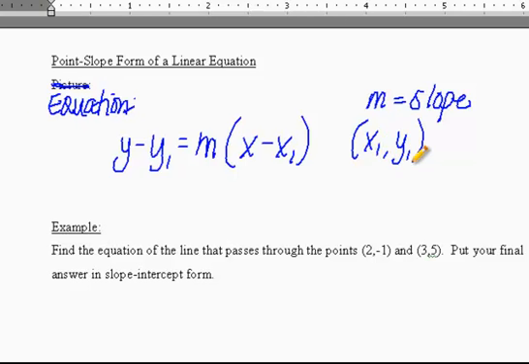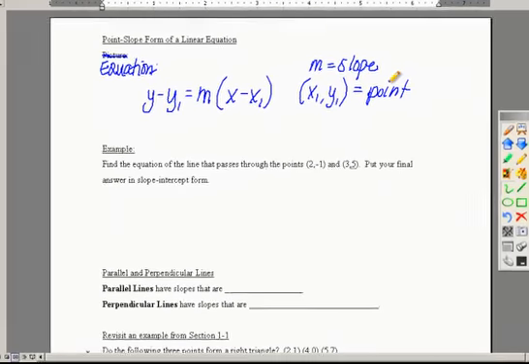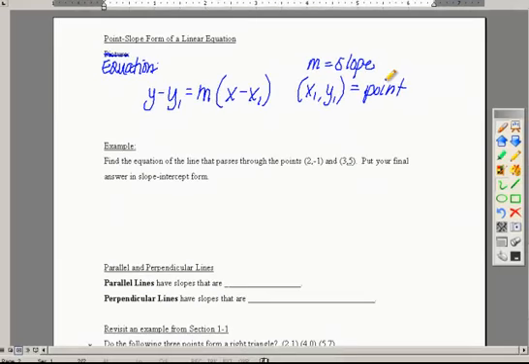x1, y1 is a point. And that's why we call this point slope, because we will give you a slope and a point to use to write your equation. And so what I want to do is go through one example, and then we'll kind of mix point slope and slope intercept, and you can kind of decide which version you like. No matter what, your answer should be in slope intercept form.